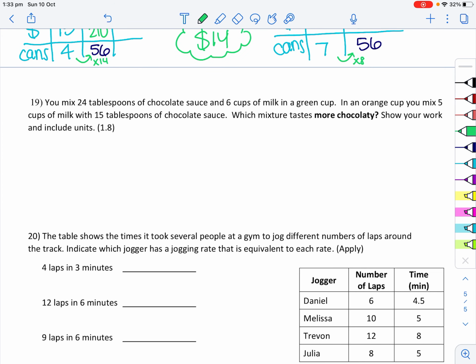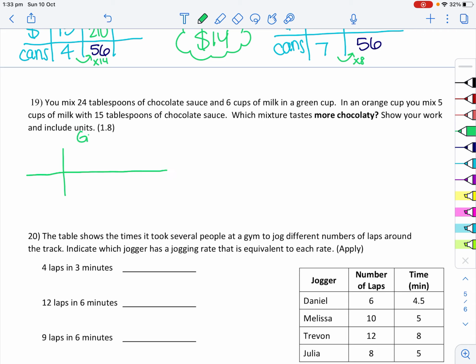Number 19 says you mix 24 tablespoons of chocolate sauce and 6 cups of milk in a green cup. In an orange cup, you mix 5 cups of milk with 15 tablespoons of chocolate sauce. Which mixture tastes more chocolatey?